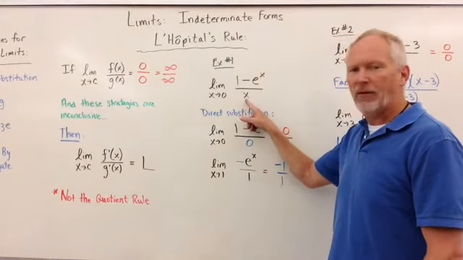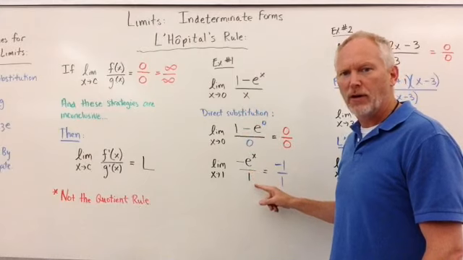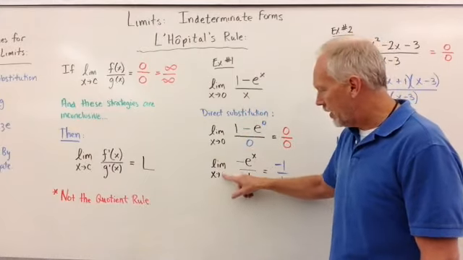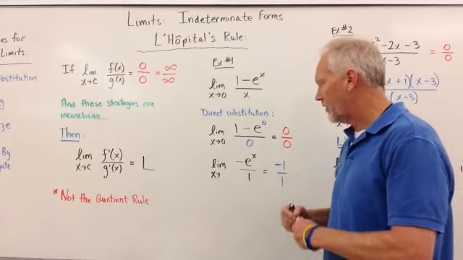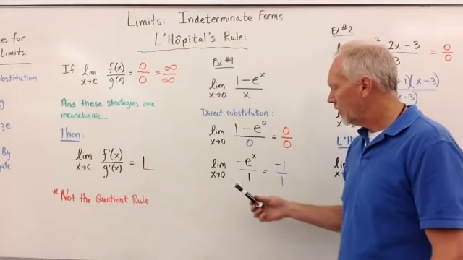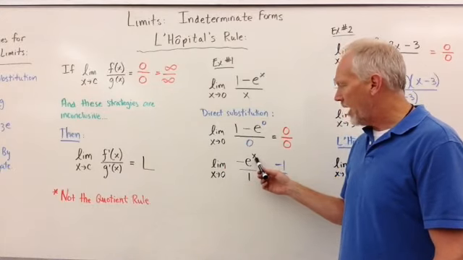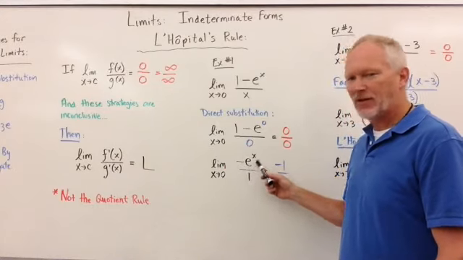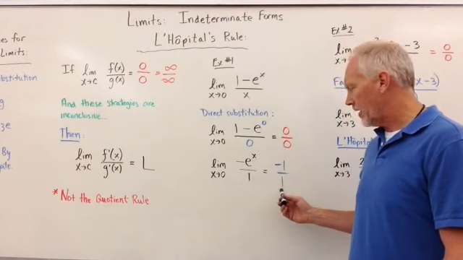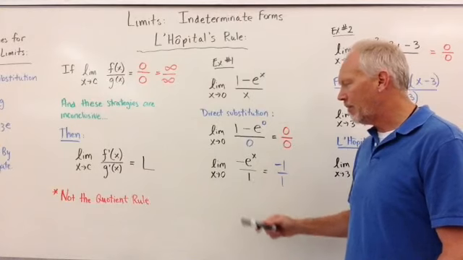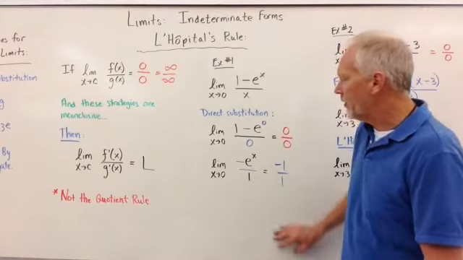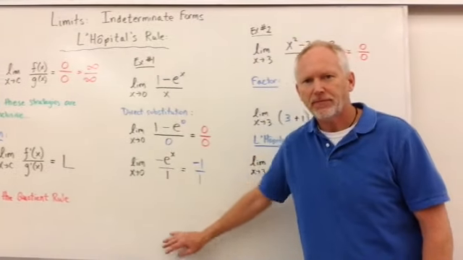And then the derivative of x, well, that's just 1. So now, when I substitute, not the limit going to 1, but x going to 0, I get negative e to the 0, which is negative 1, and 1 just stays 1. So the limit then is equal to negative 1. All right, let's look at another example.